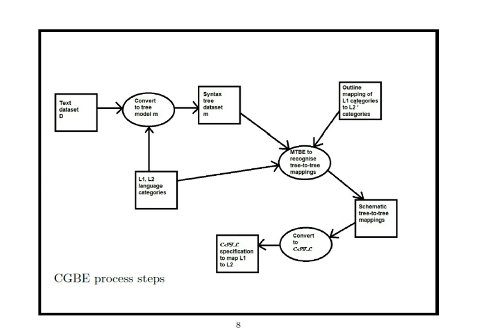We specify an outline mapping, for example, source expressions mapped to target expressions. And we use a model transformation by example approach to recognize those tree-to-tree mappings. It's a systematic search-based approach which is looking for corresponding structure from source to target data, in this case, the syntax trees. We end up with a schematic tree-to-tree mapping, and we convert that schematic mapping to CSTL.